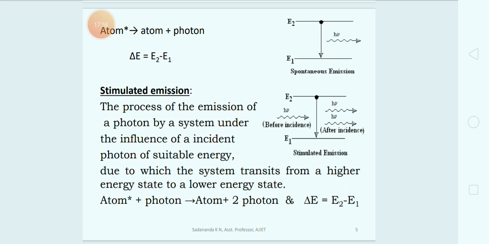Now the incident photon and the liberated photon are emitted at a time, and these two photons have the same phase, same energy, and also the same direction of propagation. That's why these photons are coherent, and these coherent lights are very important in the production of laser light. The process is represented as atom star plus photon is equal to atom plus 2 photons. Atom in the excited state, one more photon is sent near the atom, and as a result, 2 photons are liberated with the transition of the atom to the ground state. Here also the difference in energy state is delta E equal to E2 minus E1.